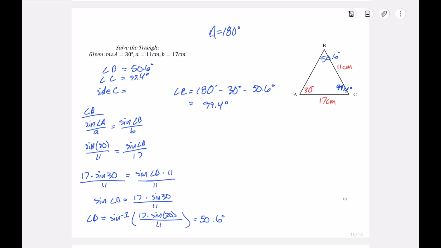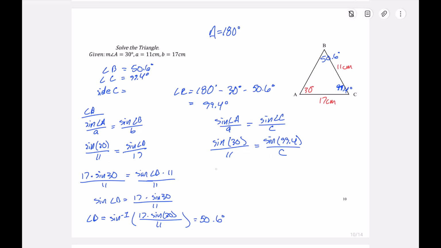For side C, we can take the sine of angle A and equal it to the sine of angle C, and we can cross multiply and solve. So we can use the sine of angle A over A is equal to the sine of angle C over C. We know that angle A is equal to 30 degrees, side A is equal to 11, and angle C we found was 99.4 over C.